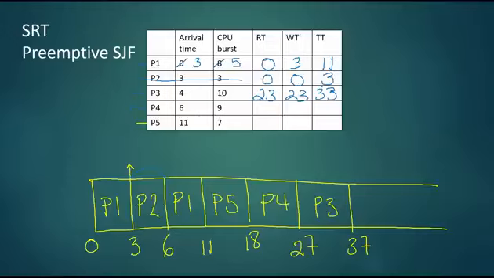P4 arrived at time 6, first got the CPU at time 18, so P4 is going to have a response time of 12, and a turnaround time, finished at 27, arrived at time 6, so a turnaround time of 21, and only waited a total of 12 time units. And P5 arrived at time 11, first got the CPU at time 11, did not wait at all, and was active in the system the 7 time units of its CPU burst. So that's how you do shortest remaining time or shortest job first preemptive.